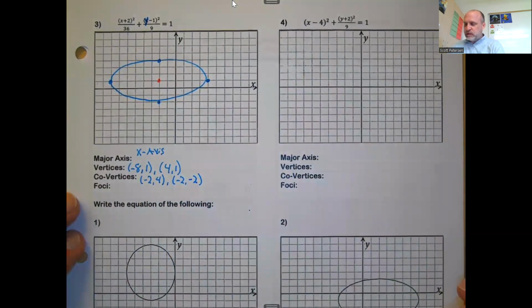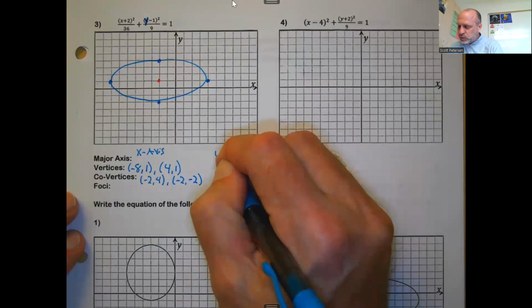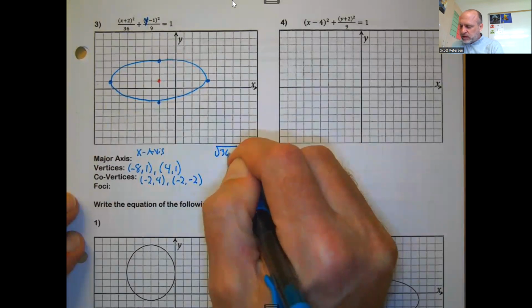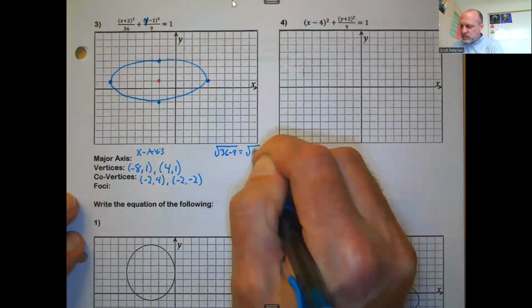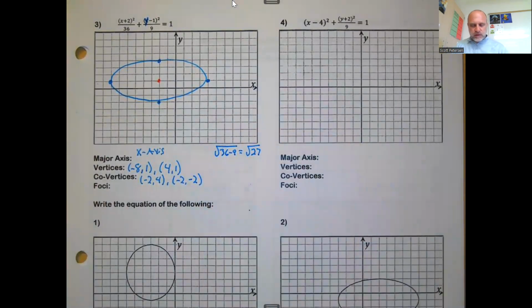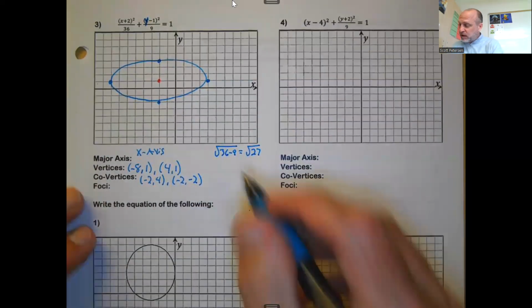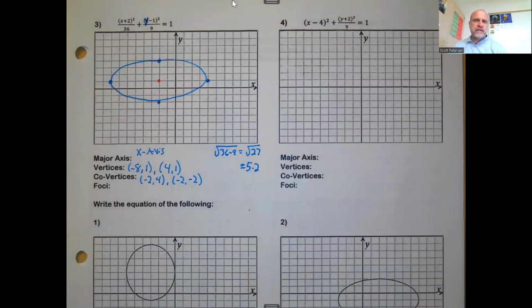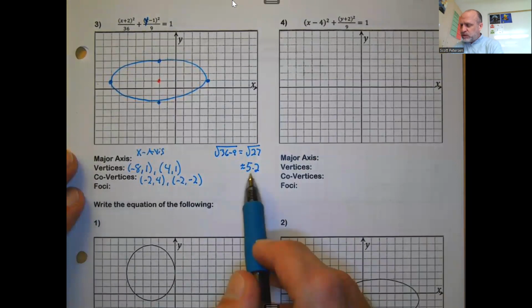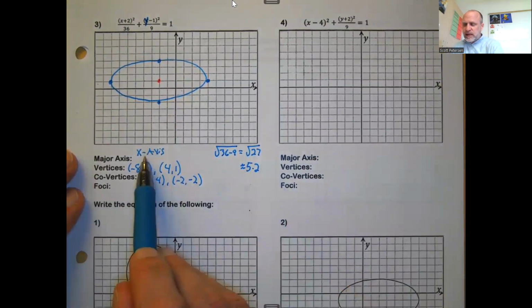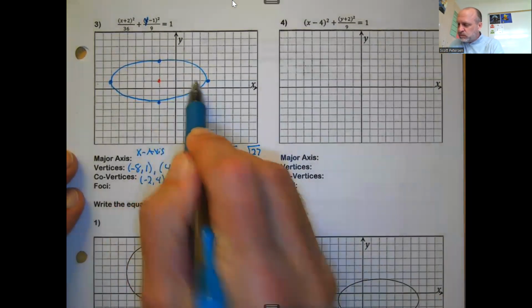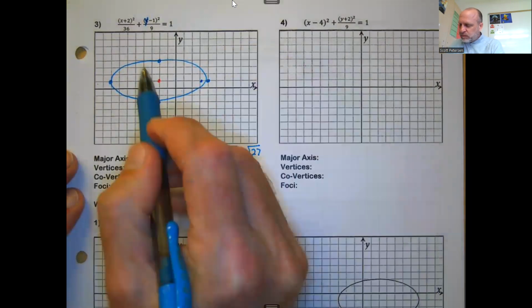Last but not least, we need to figure out our foci. Foci are going to be found by the square root of the difference of the two bottom numbers. So 36 minus 9 equals square root of 27. Using my fancy math machine, I get an answer of 5.2. We don't need to go very far with our decimals just because when we're graphing it, you're not going to notice anyways. So 5.2, on the major axis is x-axis, left and right, so we're going to go 5.2 to the right and 5.2 to the left.